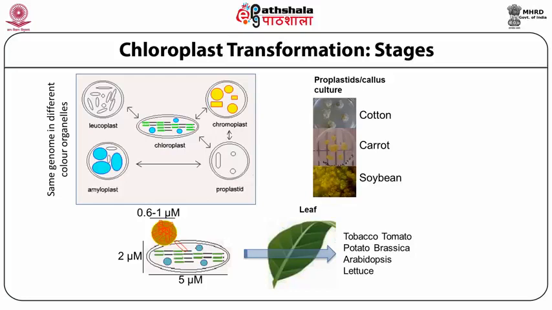Generally, if you see, the gold particle which is bombarded into the chloroplast organelle is bigger than the genome size of the chloroplast. So how is this chloroplast vector integrating into the genome of the chloroplast? It integrates by homologous recombination, which we will discuss later.